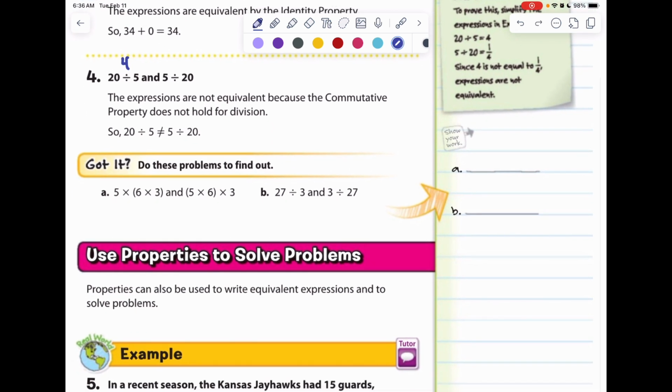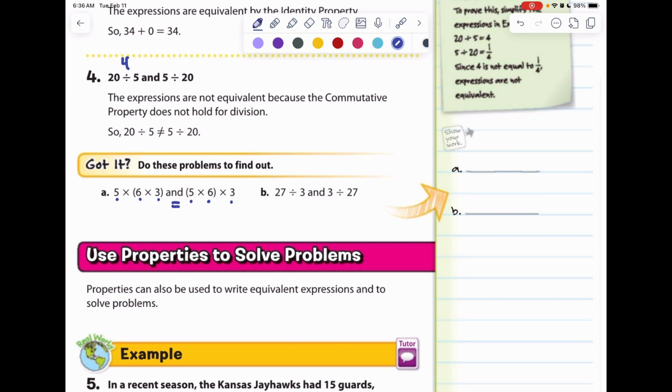All right, so here we just need to solve them. It's not asking us to say what property it is. This is do the problems to find out. Do we really have to, guys? Look, 5 times 6 times 3 and 5 times 6 times 3. Same numbers, all multiplication. We already know it's going to be equal.